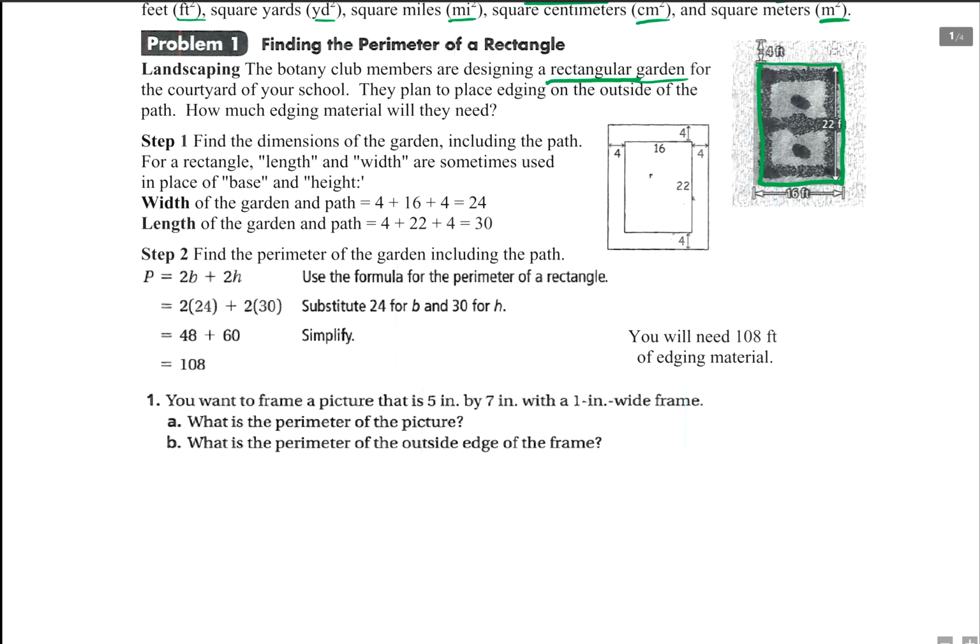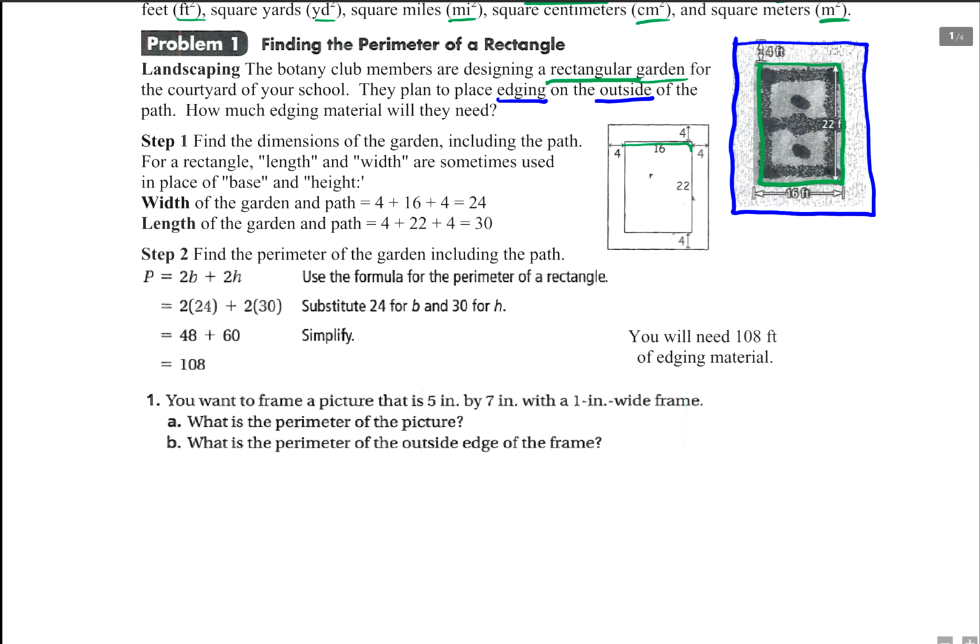And later on in the class, that will mean more to us. They plan to place an edging on the outside of the path. How much material will they need? Well, if we look here, we have taken this diagram, and here's our edging. Edging goes around the outside. And we have taken our picture and our information, and we have redrawn it.